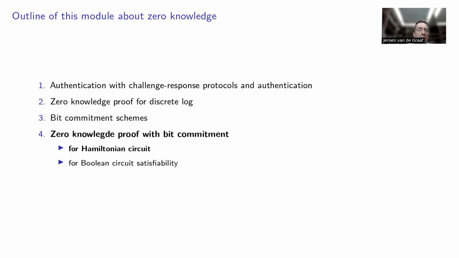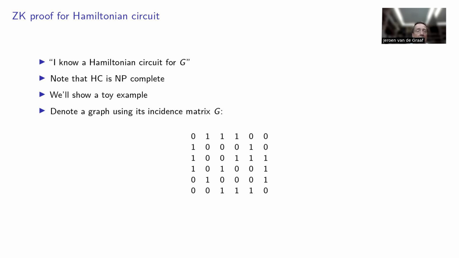So in the final part of Module 4, we are going to apply bit commitment schemes to proofs of zero knowledge. The fact that you have a bit commitment scheme is a very powerful primitive which allows you to create many proofs of zero knowledge, protocols for zero knowledge. I'm going to show you for the Hamiltonian circuit.